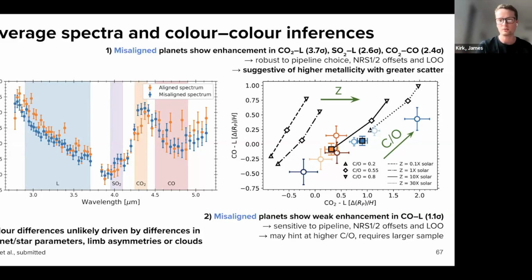But that said, we did test other differences in color space, whether or not these colors could be driven by differences in the masses, differences in cloud coverage. We tested, for example, whether or not all of the aligned planets are cloudy and all of the misaligned planets are not cloudy, and all of the aligned planets have limb asymmetries and all of the misaligned planets don't have limb asymmetries. And you basically can't construct a color diagram that leads to separations without there being some compositional difference.